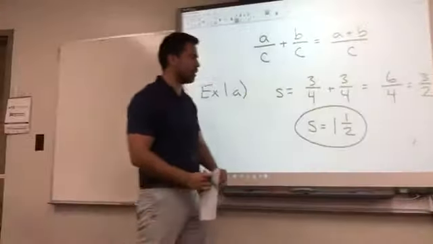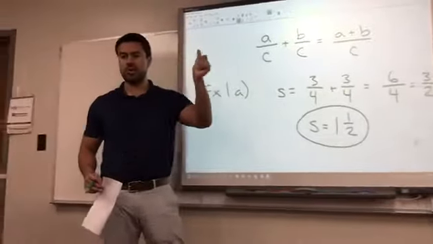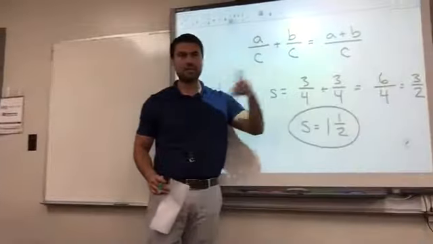Now, how in the world did I go from 3 halves to 1 and a half? Some of you, if you can do it mentally, do it. But how did I do that? What process? Sydney?